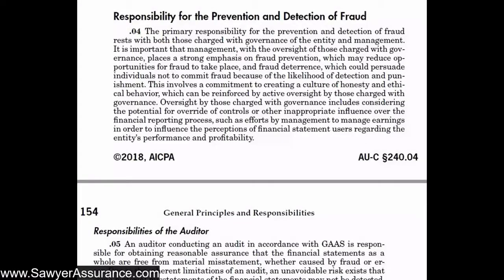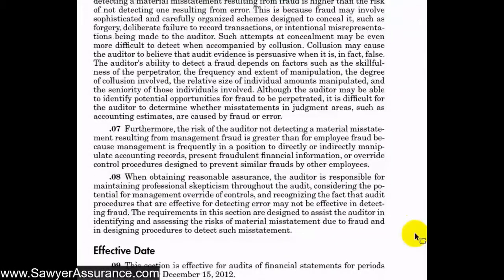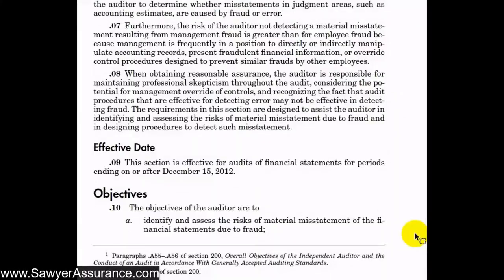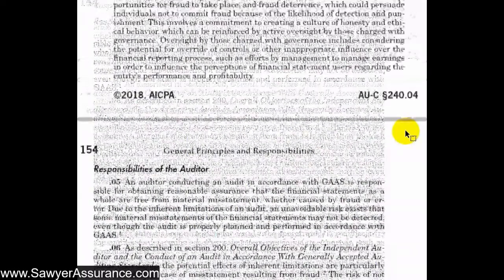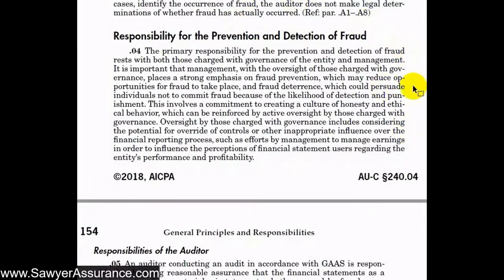All right, so next is our series on AUC Section 240, which discusses fraud and the auditor's responsibility to opine on whether there are misstatements that could be due to fraud. We come down to AUC Sections 240.04, 05, 06, 07, and 08. We'll also discuss the objectives of this section at 240.10. But first, we'll discuss some of the responsibilities for the prevention and detection of fraud.